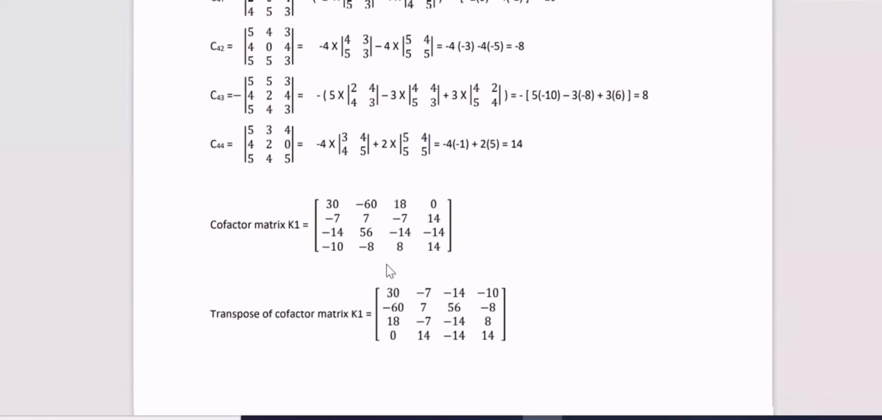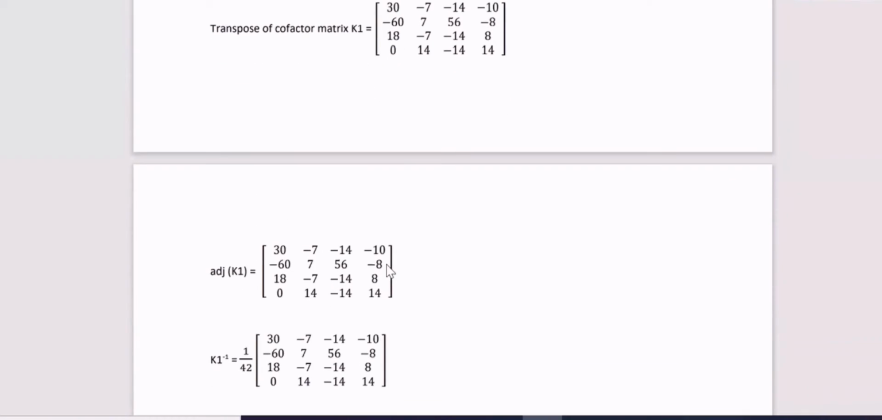We need to transpose it to get the adjoint of K1, which is 30, -60, 18, 0, -7, 7, -7, 14, -14, 56, -14, -14, -10, -10, 8, and 14. However, this is not the inverse, so we need to substitute this adjoint into the formula given above, which is inverse of K1 is equal to 1 over 42 multiplied by adjoint of K1.